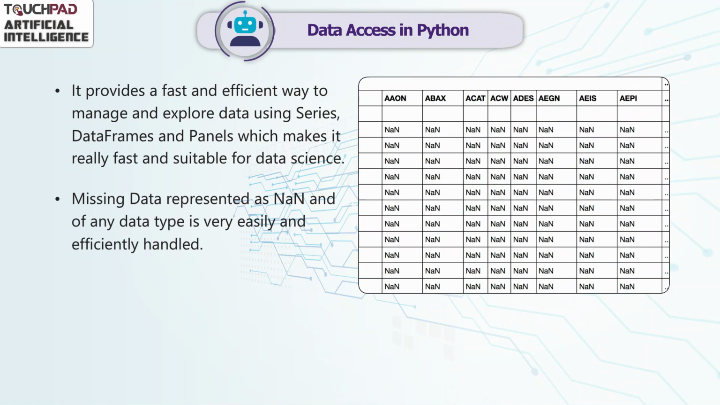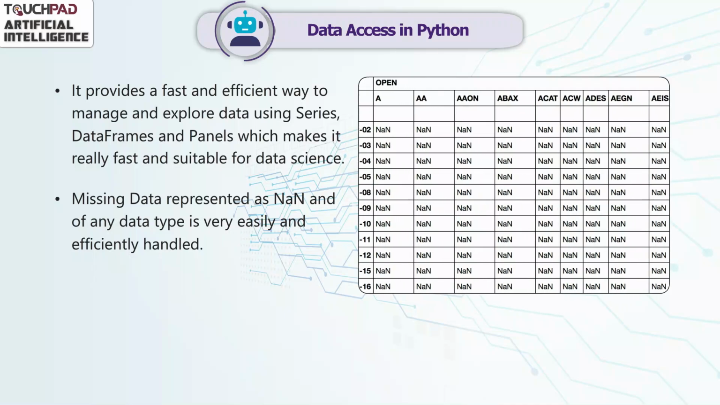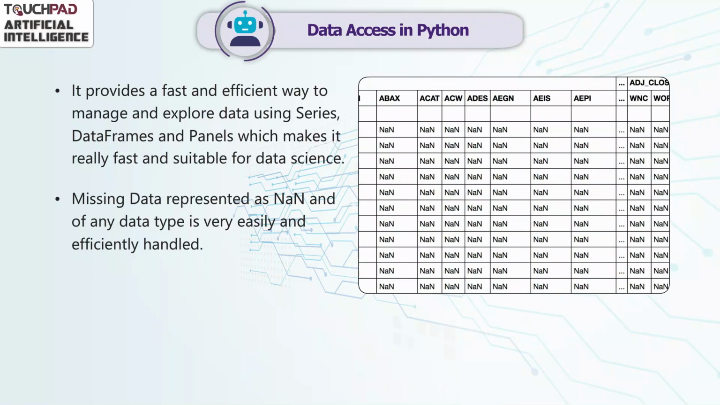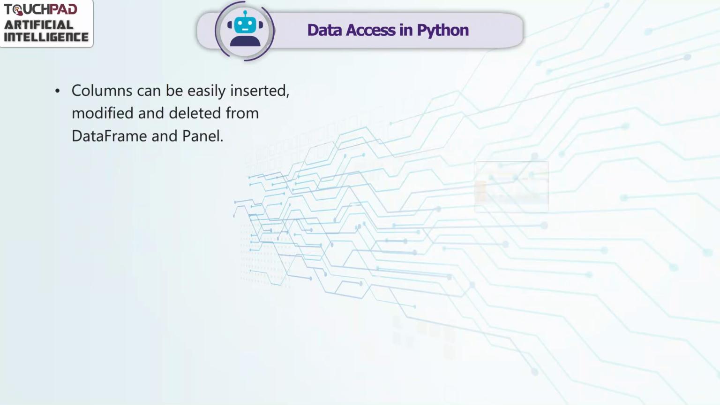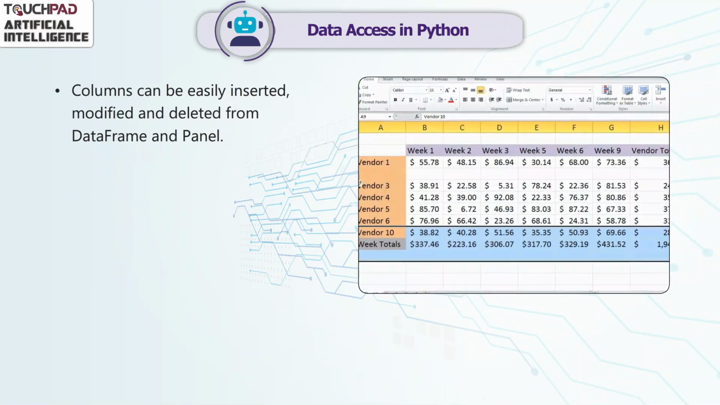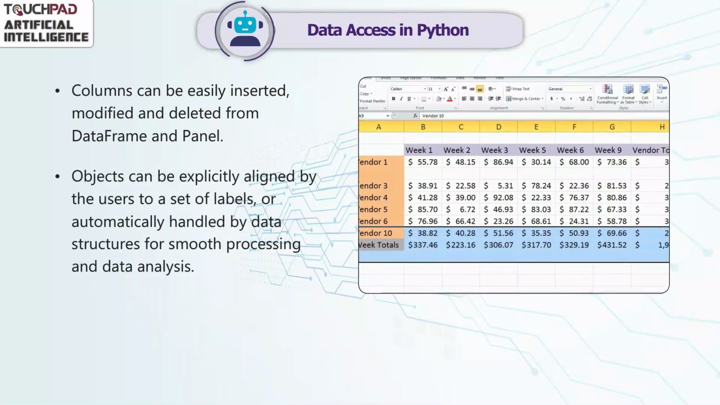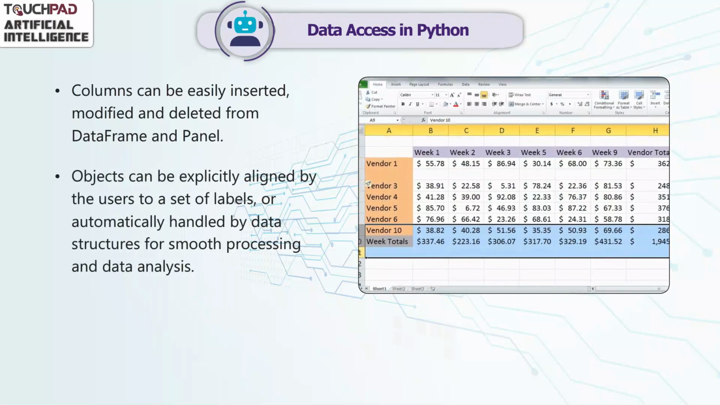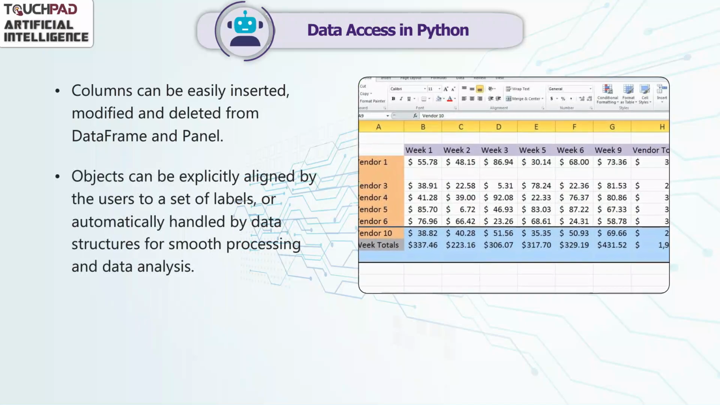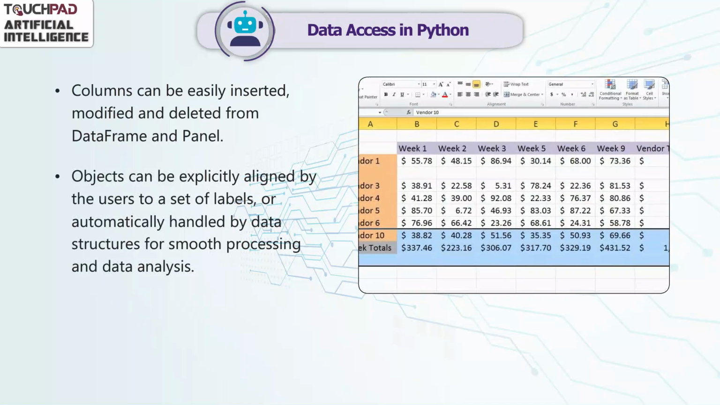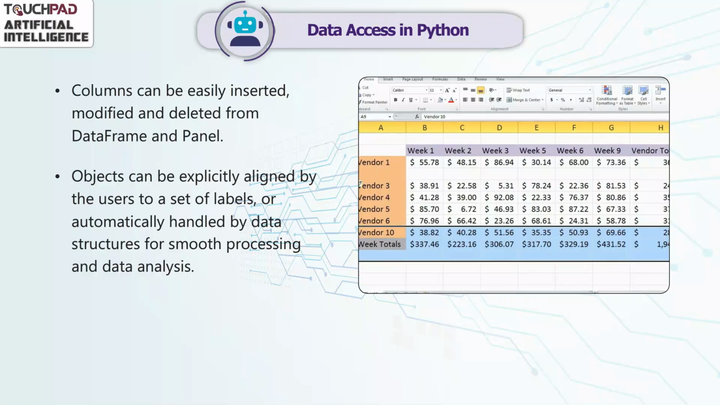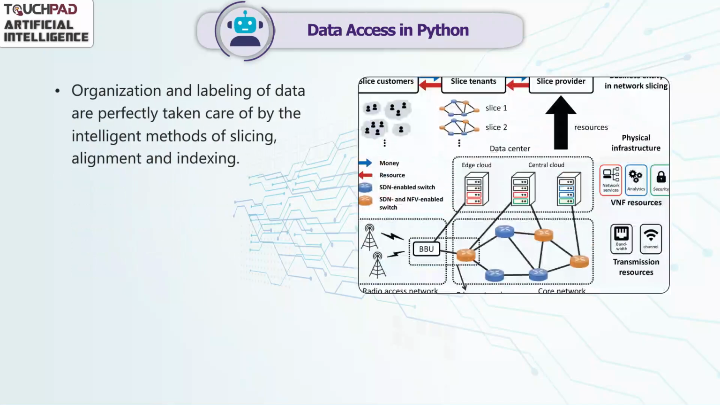Missing data represented as NaN and of any type is very easily and efficiently handled. Columns can be easily inserted, modified, and deleted from data frame and panel. Objects can be explicitly aligned by the users to a set of labels or automatically handled by data structures for smooth processing and data analysis.